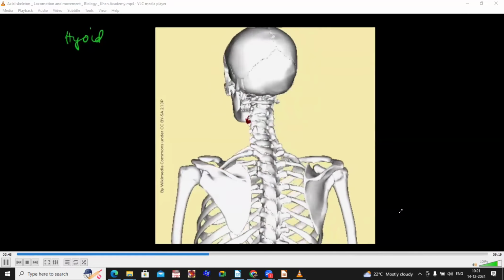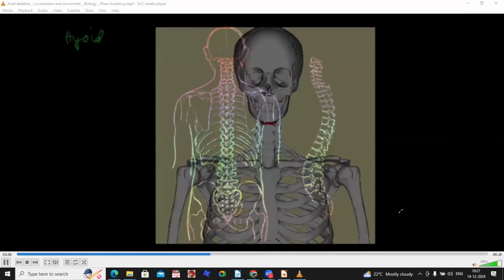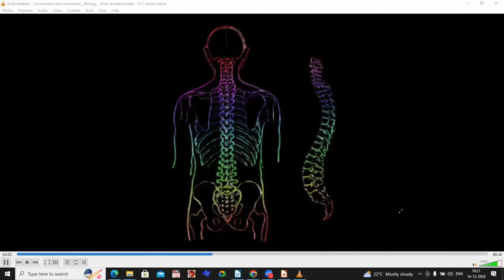Now let's move over to the vertebral column. The vertebral column, I'm sure you know, is our backbone. It's present in the back, of course. And the vertebral column is made up of small units called the vertebrae. There are different kinds of vertebrae depending on the level at which they are found. The vertebrae at the level of the neck are called the cervical vertebrae.